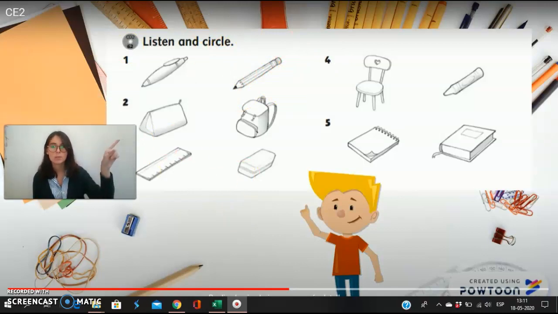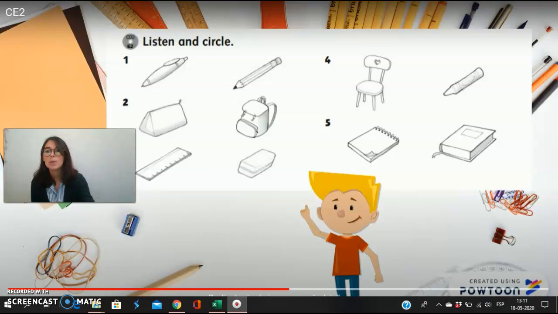You have 2 options as well. 3, 2, 1. Circle the pencil case. Which one is the pencil case? You have 2 options, right? This one or this one? What do you think? So, you circle it or you draw it here. Right.